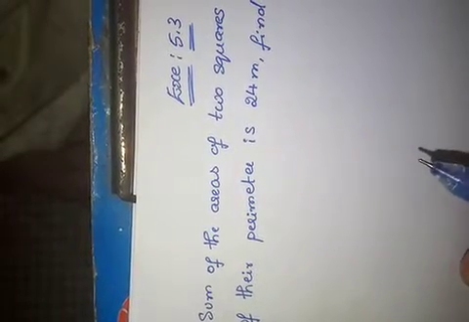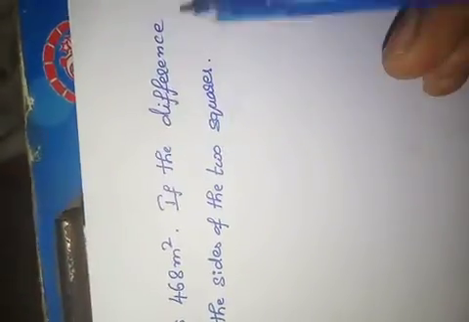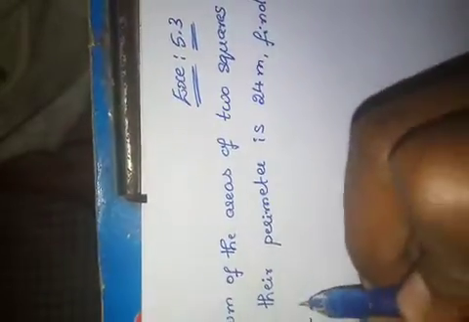Today we are going to discuss exercise 5.3, 11th and 12th problem. See the question. Sum of the areas of two squares is 468 meters square. If the difference of their perimeters is 24 meters, find the sides of two squares. What did they say? What are the two squares? We don't know the sides, we have to find the sides of two squares.